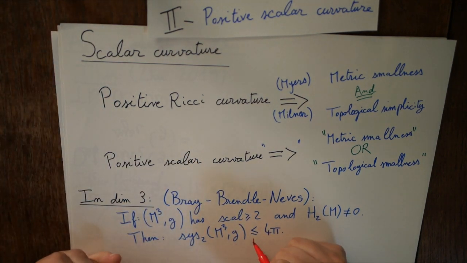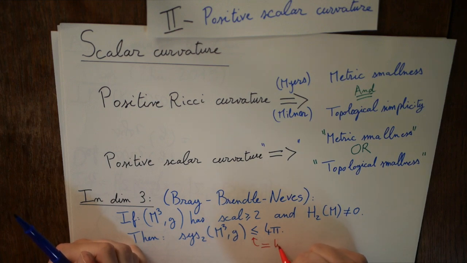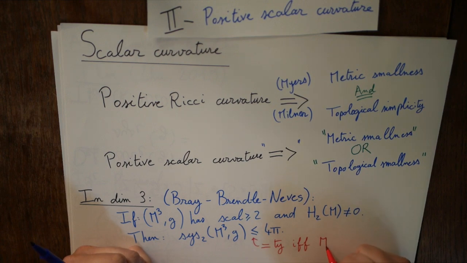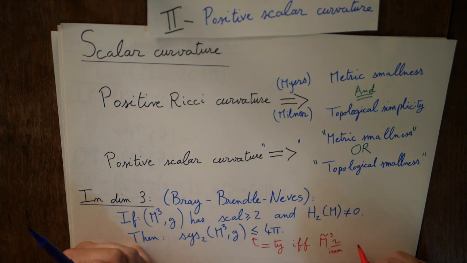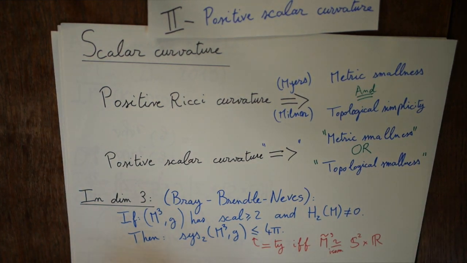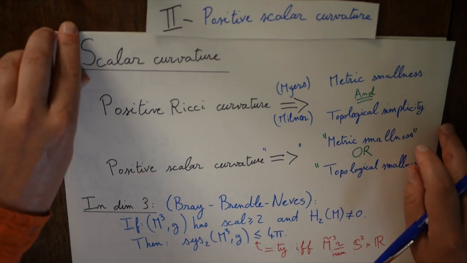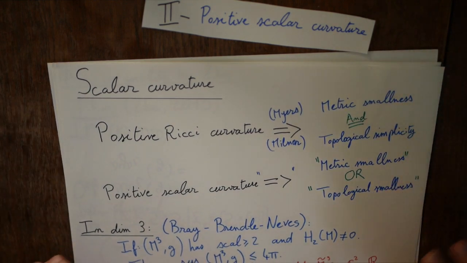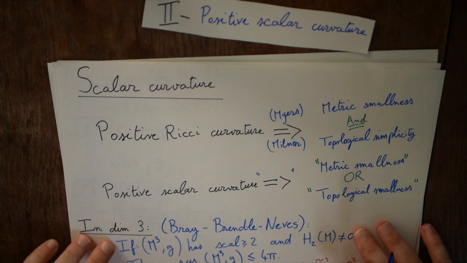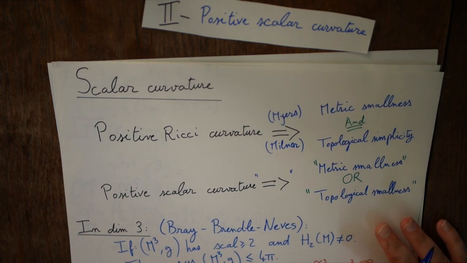And moreover, they characterize the equality case by, so S2 times R, universal cover is S2 times R with the product metric. Okay, so this is the first step in dimension 3. Now, let's go to higher dimension and see what we can do.